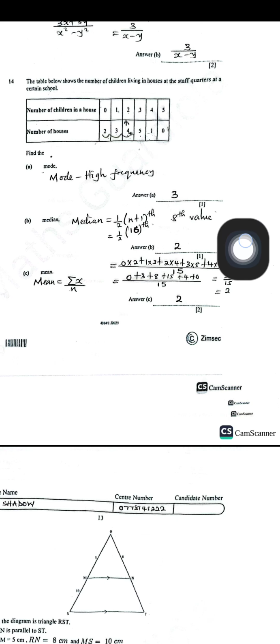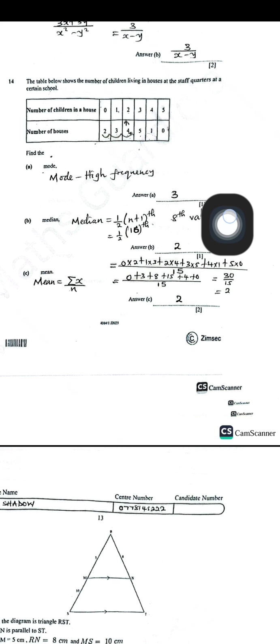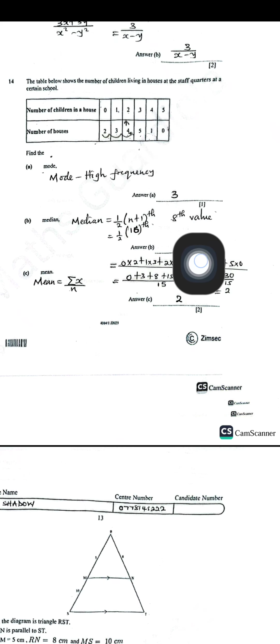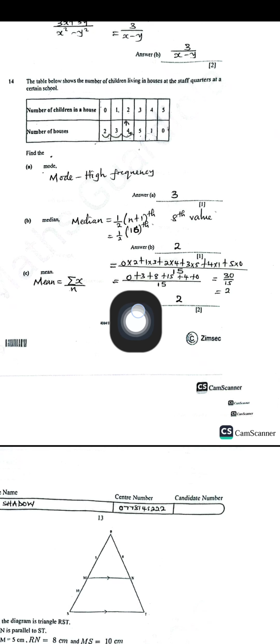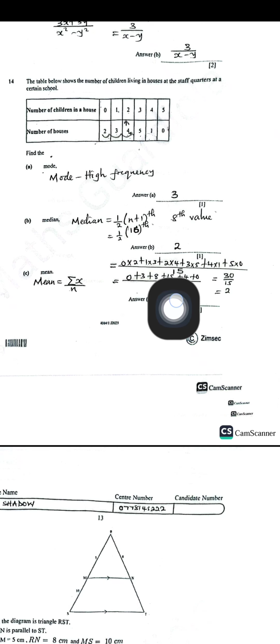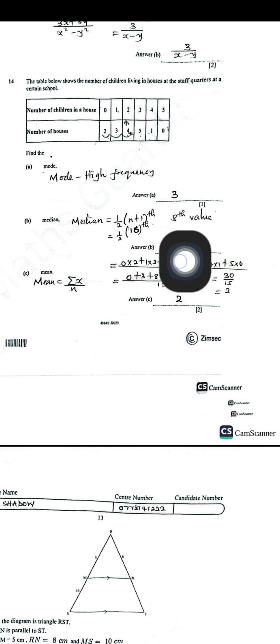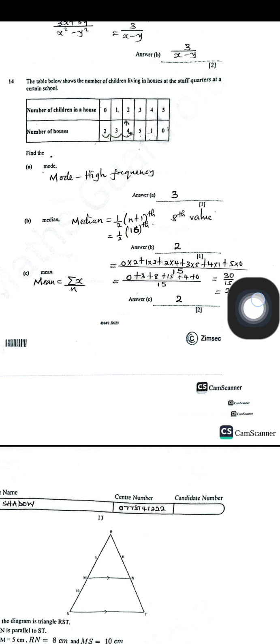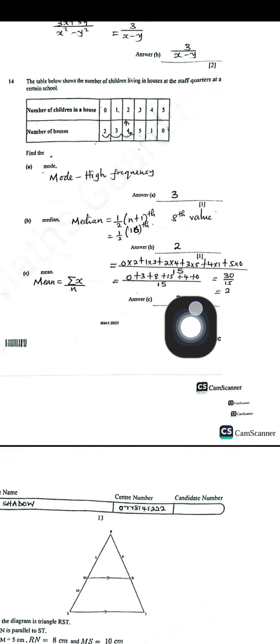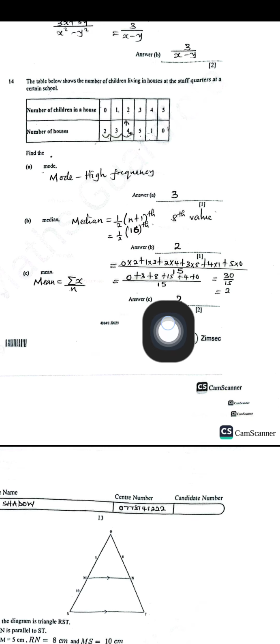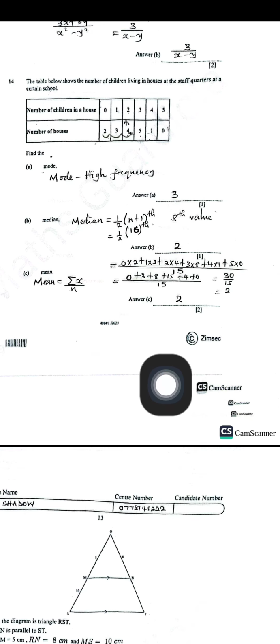How many terms do we have? The number of terms we have is 15. Yes, 15, not mistaken. It's 15, right? So 0 plus 3 plus 8 plus 15 plus 4 plus 0 divided by 15. We get 30 over 15, which is 2. So the solution for the mean is 2.